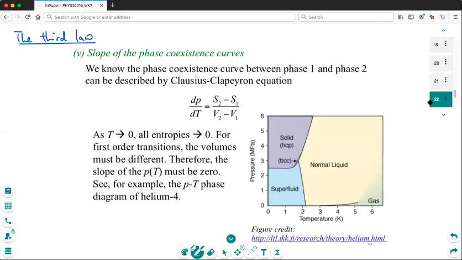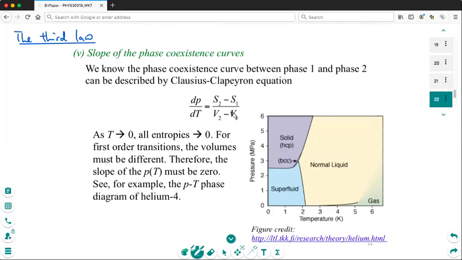Okay, finally, this is something fun. This is something I can draw for you. The slope of the phase boundary has to be horizontal when you plot it on the PT diagram. So this is a pressure versus temperature diagram, just like what you learned before when we talked about the phase diagram of H2O. Okay, and there you have probably already seen something like this. When you reach the zero temperature limit, this slope has to be zero. So this curve has to be horizontal.